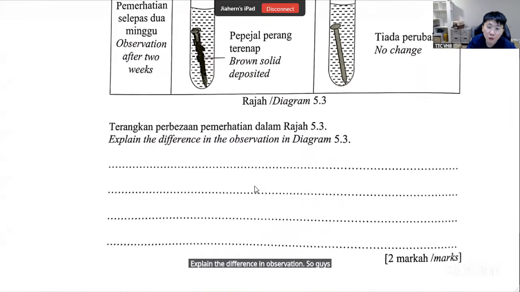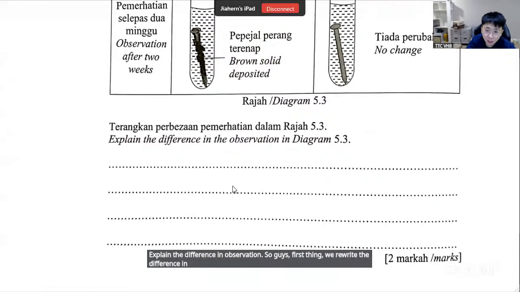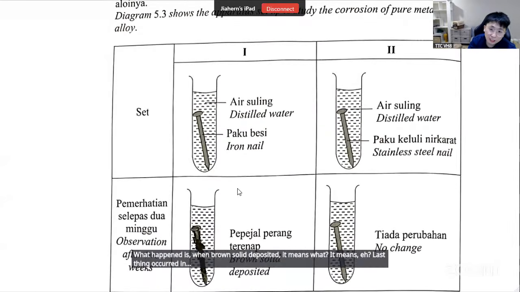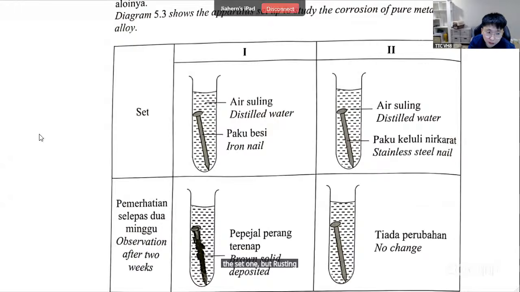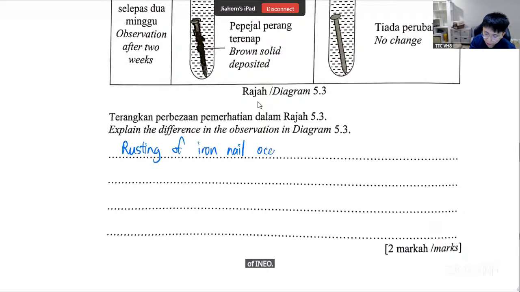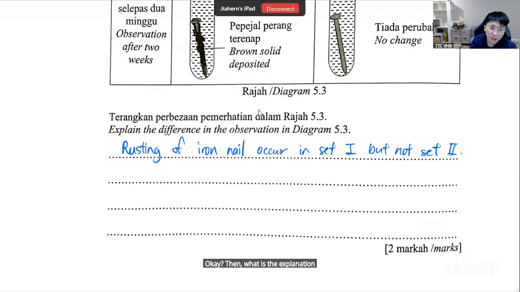So guys, first thing, we write the difference in observation first. What happened is, when brown solid deposited, it means what? It means that rusting occurs in set 1, but rusting does not occur in set 2. Okay, so we can say rusting of iron nail occurs in set 1, but not set 2.